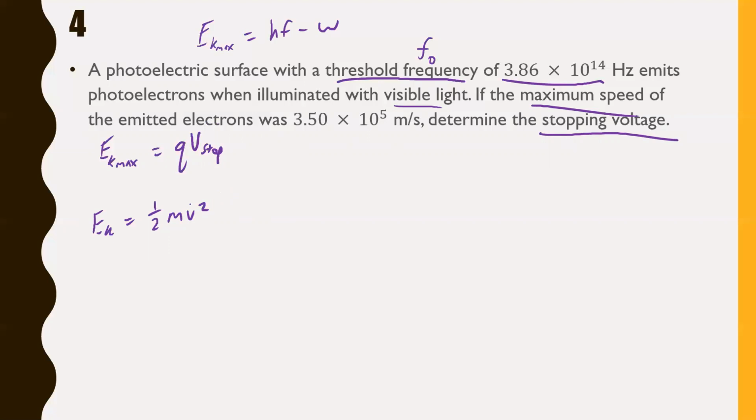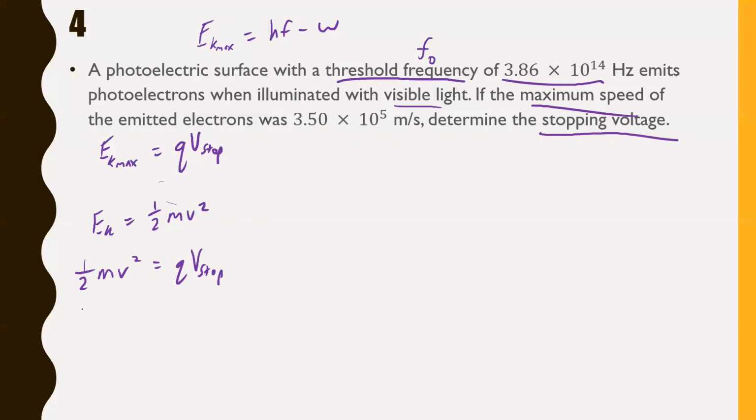So if you know the mass, which we do, it's always given to us, it's on our formula sheet, and we know our velocity, which is actually given to us in the question, we don't have to mess around with this whole complicated idea of photoelectric surfaces. We can just use this formula right here. So EK max, I might as well just substitute with 1/2 mv squared, is equal to QV stop.